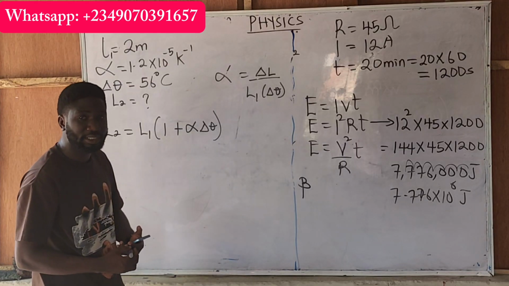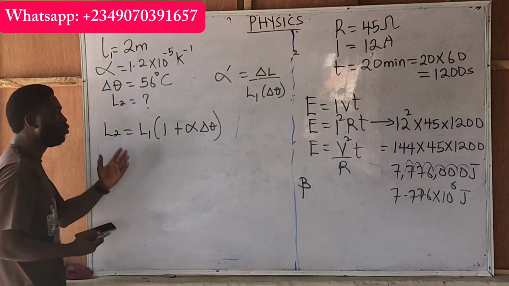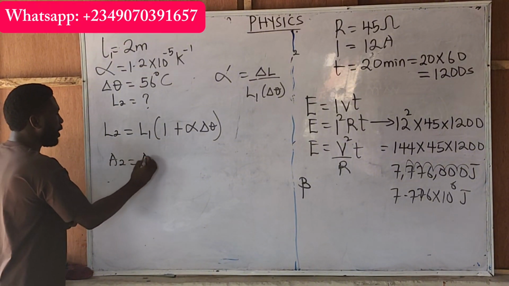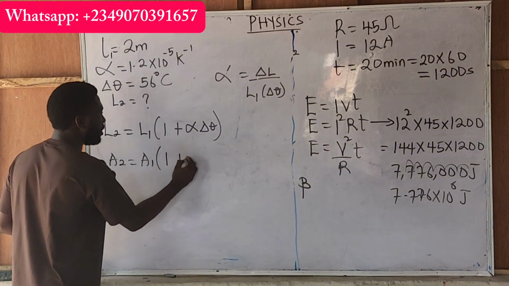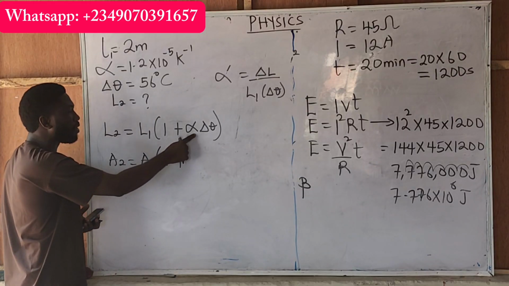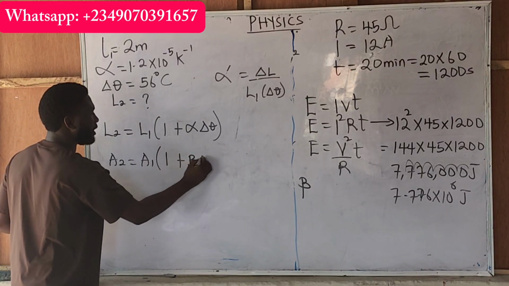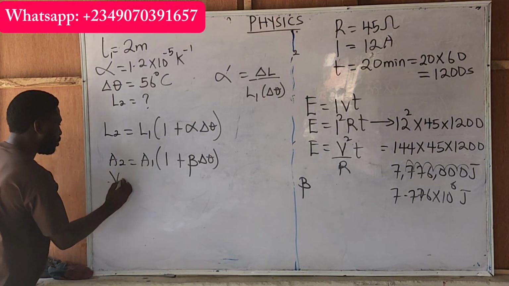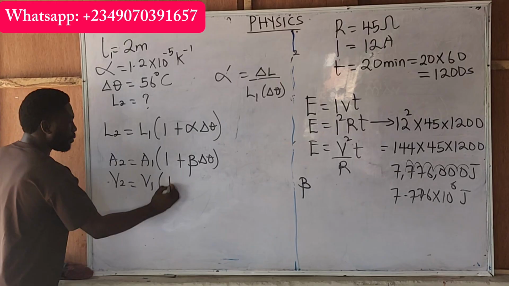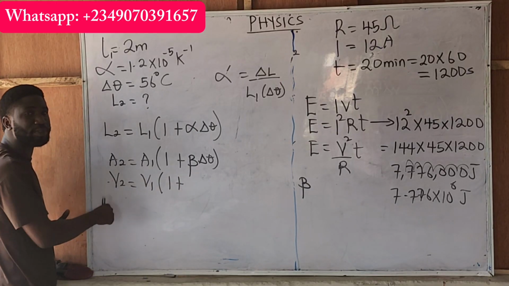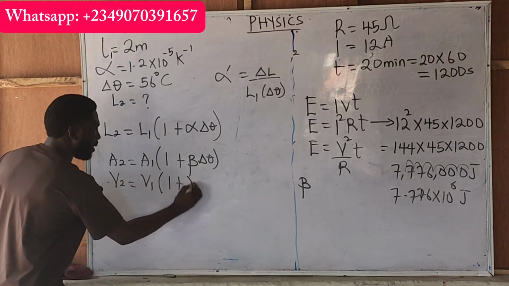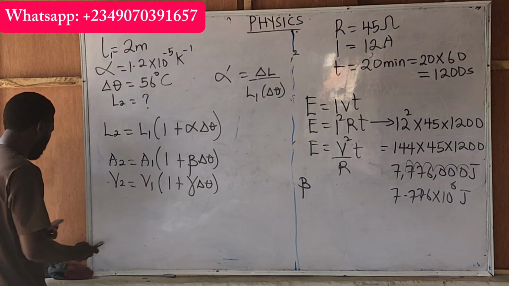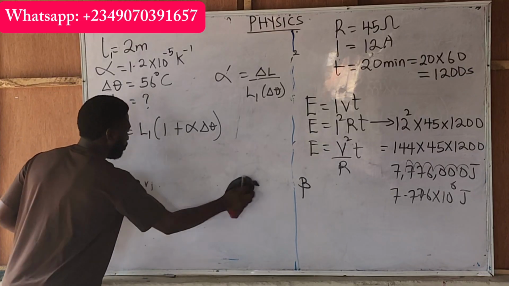We use beta to represent that. So if you want to get A2, this will give us A2 equals A1 into bracket 1 plus beta, since we are not dealing with linear expansivity, then change in temperature. For volume, we are going to have V2 equals V1 into bracket 1 plus gamma, because for volume we are dealing with volume expansivity, and we use gamma to represent that. Then change in temperature.